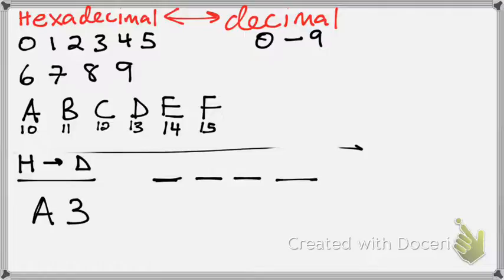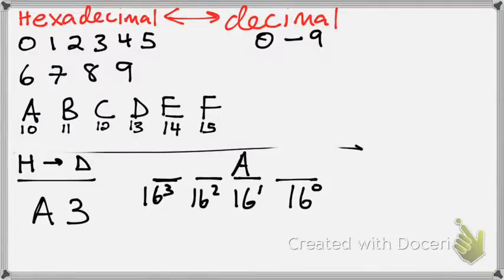So we have 16 to the 1, 16 to the 2. Oh, I messed up. 16 to the 0, 16 to the 1, 16 to the 2, 16 to the 3. I can simply put my numbers in. All I got to do now is add them up. So I have A times 16 to the 1. And I add that to 3 times 16 to the 0.